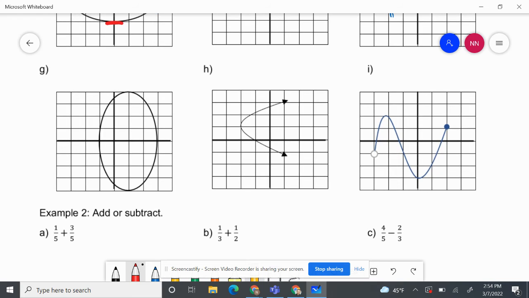For letter G, we have another oval. And just for a second, if you feel like you understand it, pause the video, try G, H, and I on your own and see how you do.